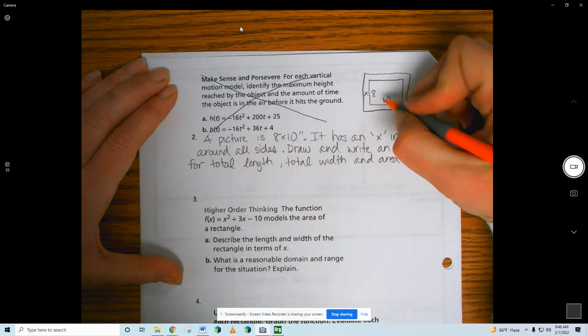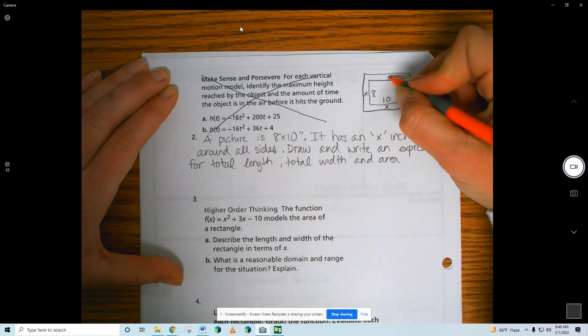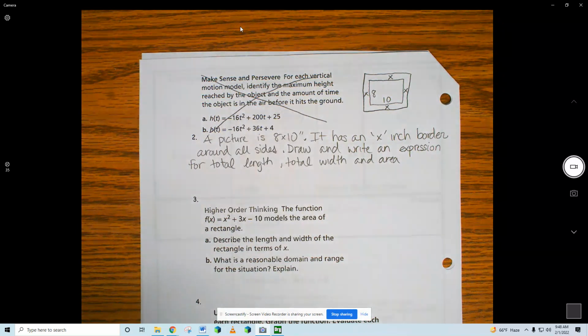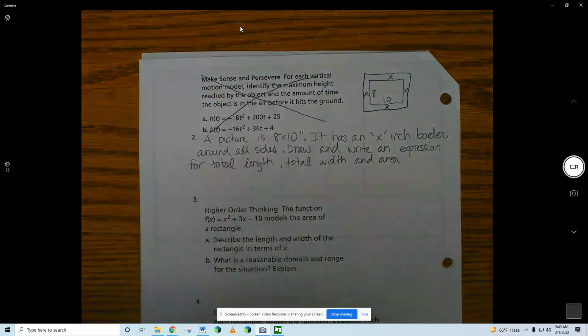A picture is 8 by 10 inches. It has an X inch border around all sides. Draw and write an expression for the total length, total width, and the area. Just like we did for the pool one on the board. If I know that the original width is 8, but I add an X on top and an X on bottom, what's my new width from top to bottom? It's not just 8. It's 8 plus X plus X. So could I just say maybe 8 plus 2X?